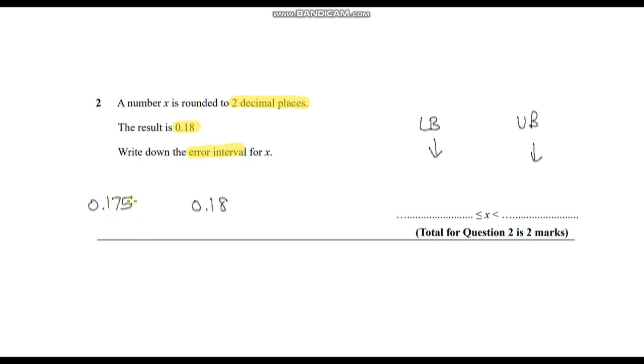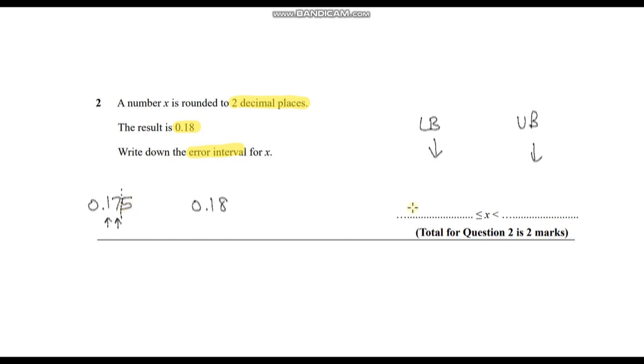0.175. Because if we think about it, if we round this number to 2 decimal places, so that's our first decimal place, that's our second decimal place. So we look at the 5, and because that's 5 or greater, we would round this up to an 8. So that would round to 0.18. Anything smaller than a 5, so if this was 0.174, then it would get rounded down. So 5 is the first number that we come to that would make this number round up to 0.18.